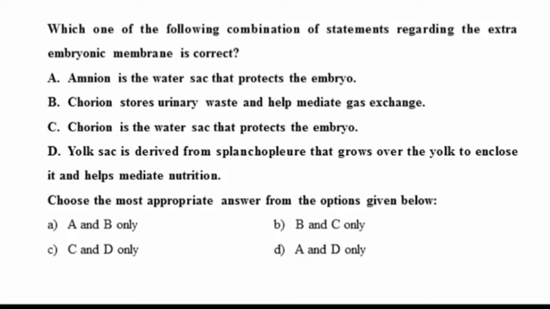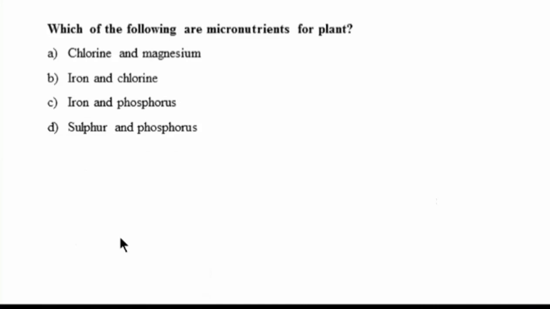Further, statement C says chorion is a water sac that protects the embryo. Now that is also incorrect. The last statement is correct. Yolk sac is derived from splanchnopleure, the inner endoderm and the outer mesoderm, that grows over the yolk to enclose it and helps mediate nutrition. The correct answer to this question is option number D, that is A and D only.